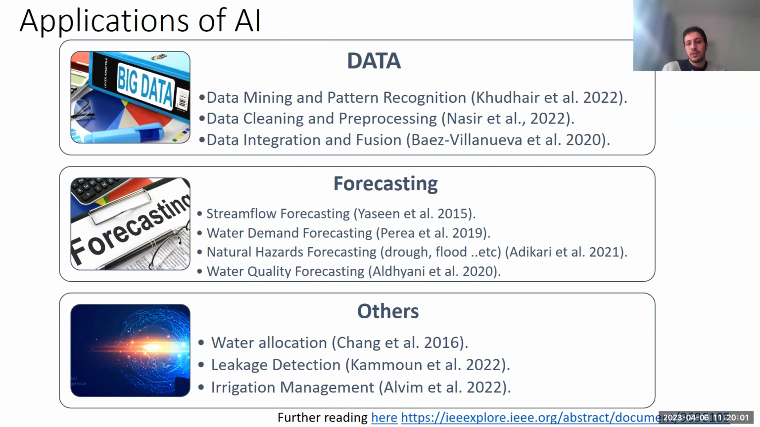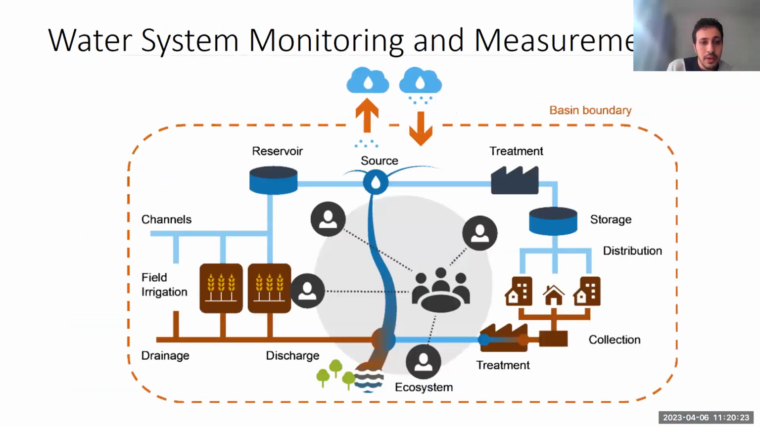streamflow forecasting, natural hazard forecasting, water demand forecasting, and also others like water allocation, leakage detection, irrigation management, and so on. And if you want to read more about those applications, you can just go to this link, and it's a really good source to understand more.